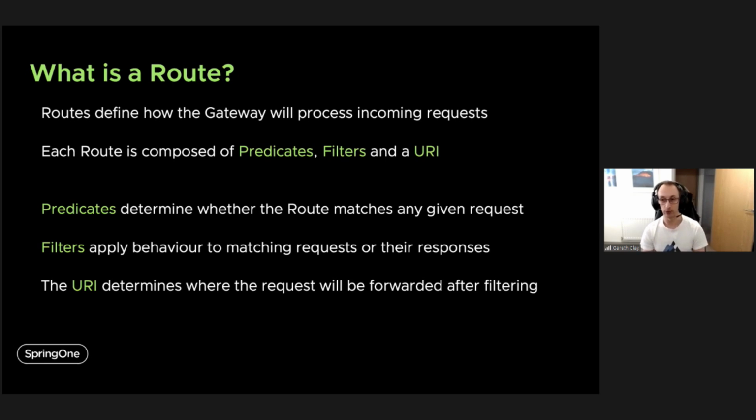Once we found a matching route, then we might want to apply some kind of behavior to the request before we forward it on, or to the response that comes back. And that's what filters are for. And Alexey's going to go into those in depth a little bit later on. And then finally, we have our destination URI, which determines where we're going to send our request on to once it's been through any filters.